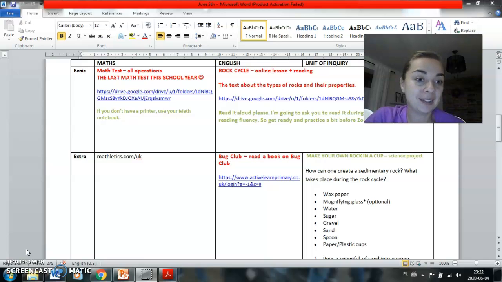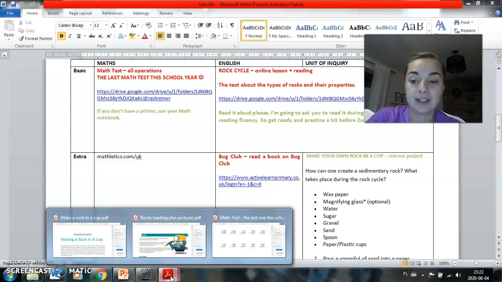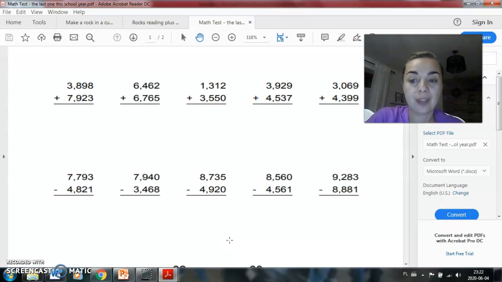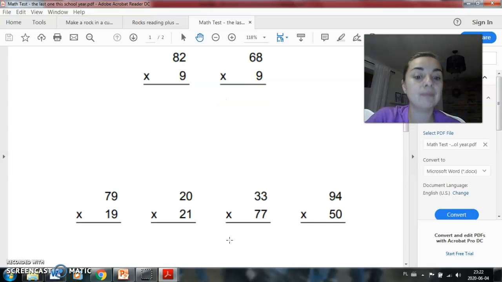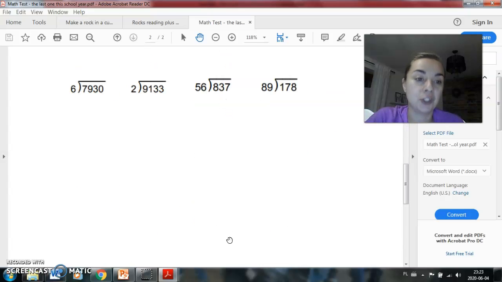So let's start then. If it's about maths, I would like you to have the last math test this school year. Okay? So we will be just calculating, just counting, no word problems, no other stuff, just counting as I said. So that's the math test. Addition, subtraction, multiplication, and division, of course.